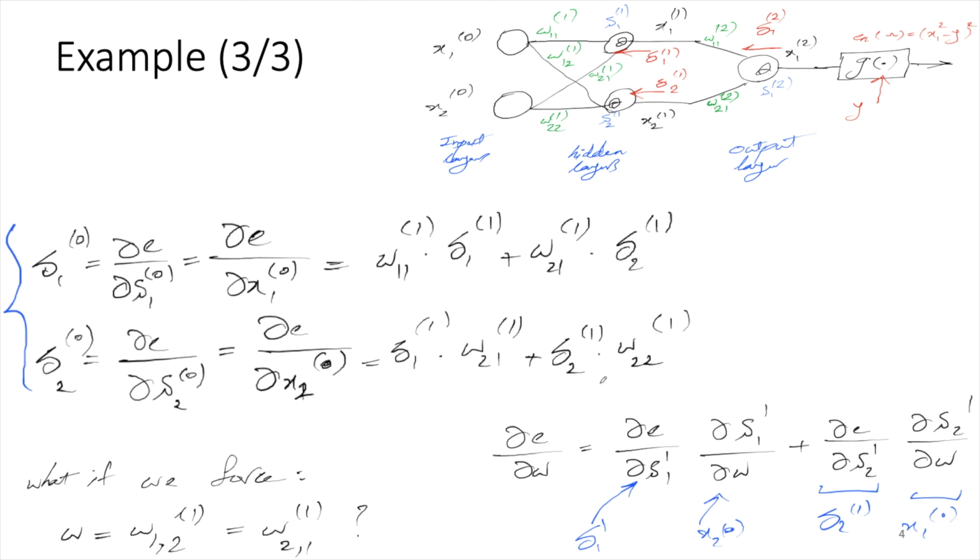the partial E divided by partial W in general would be this chain plus the other one. So this we calculated, it was delta 1, 1 here. This relates to the input of that, x2, 0 here. And the other one we computed was delta 2, 1. And partial S2, 1, partial W would be the input of that. So it's going to be simplified this way.